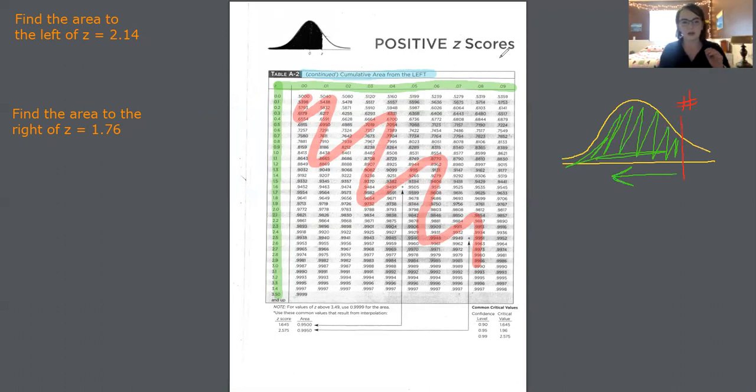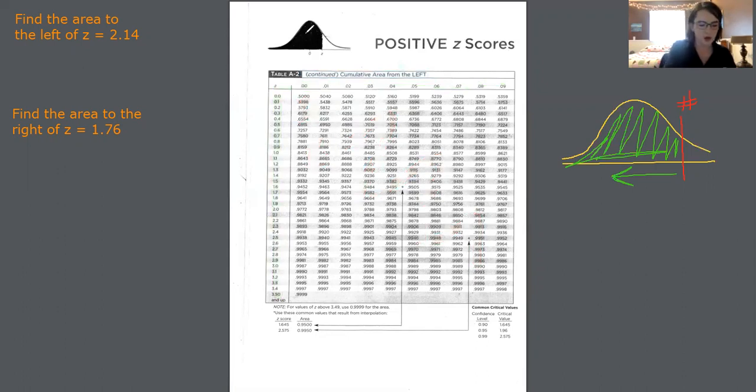So let's go ahead and try this and figure out how we locate our z-score on the table. We're going to do this first question here at the top. Find the area to the left of z equals 2.14. The first thing we're going to do is look at our z-values and go down. Going down gives us the first two digits, so we're looking for 2.1. We find 2.1 right here, and we go all the way across.